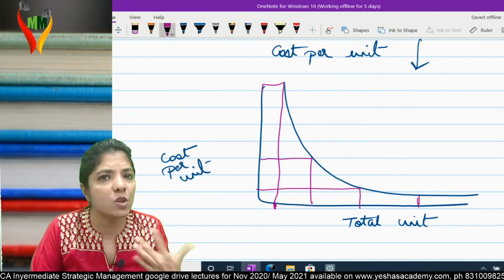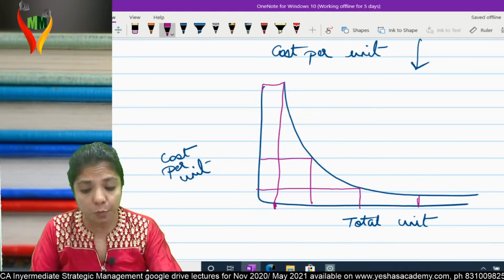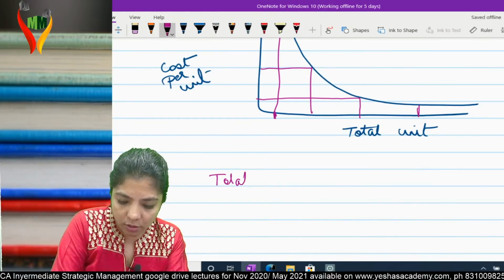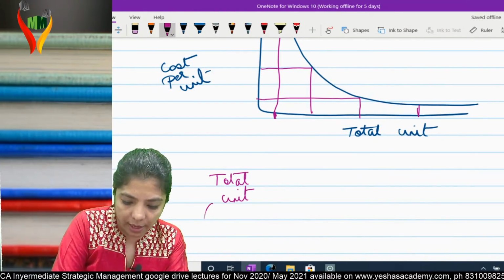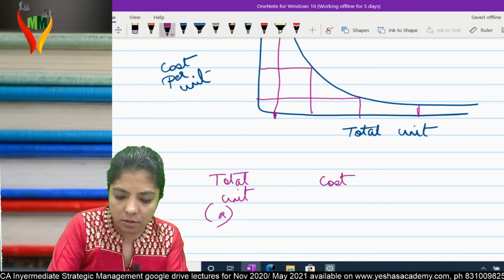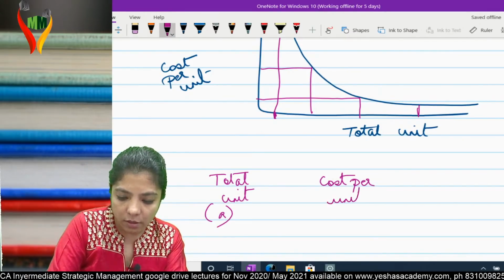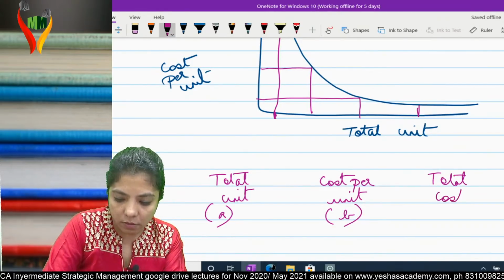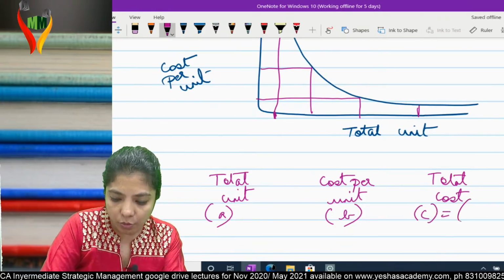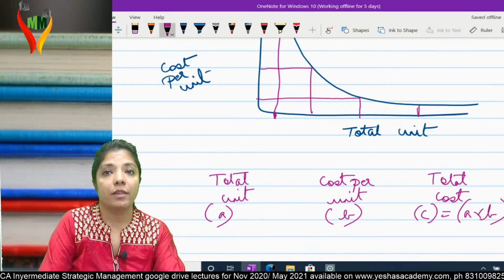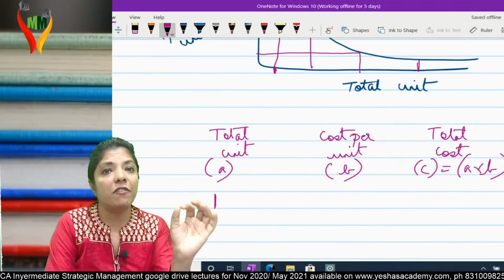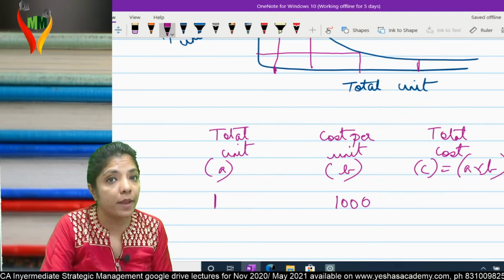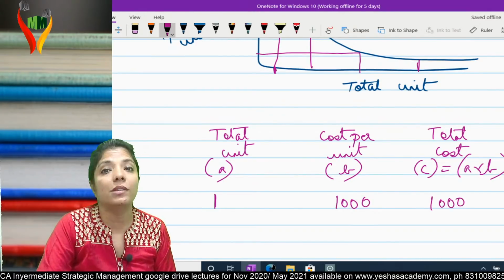Now the next question that will come to your mind is, ma'am, what do you mean by cost per unit? Understand? Total units A, cost per unit B, total cost C is equal to A into B. Suppose I have just manufactured one unit, no experience. My cost per unit is 1000 rupees, so my total cost is 1 into 1000 rupees.